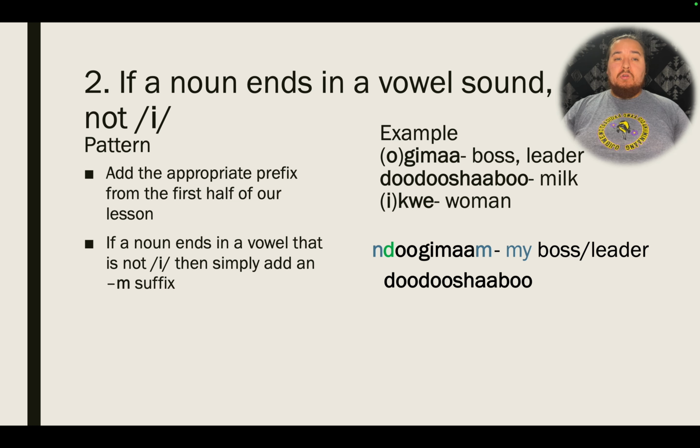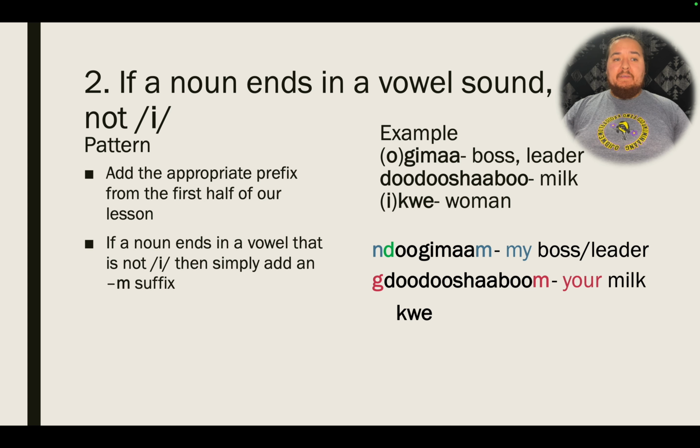Next one, dodo shabo. Because it doesn't start with a vowel sound and there's nothing indicated, we're just going to use our pronoun prefix, g. And now we can just add an M suffix to complete our ownership. Gedodo shabom for your milk.